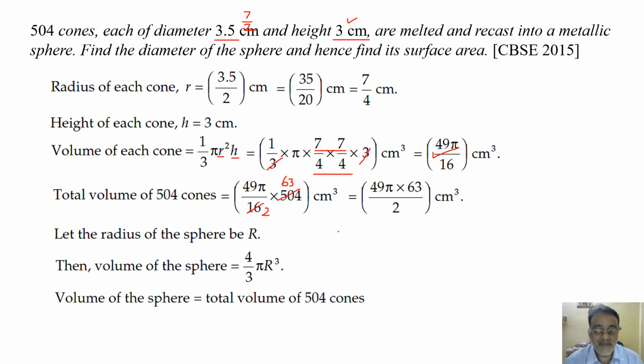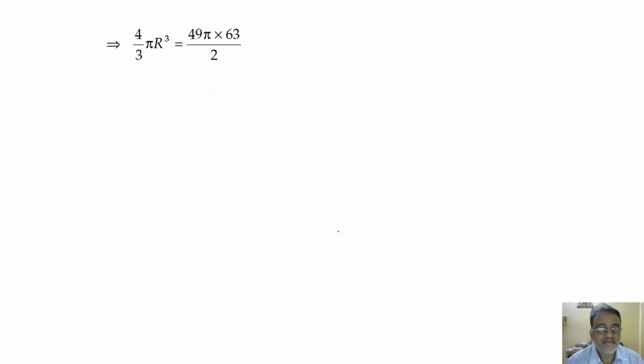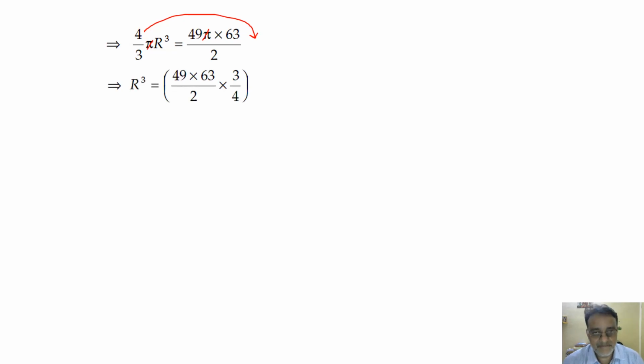So 4/3 pi R cube is equal to 49 pi into 63/2. This step is clear? Yes, sir. Right. Now in this we can cancel pi. Okay, and 4/3 we will shift to this side, so the reciprocal will be 3/4. Now we will calculate, right?